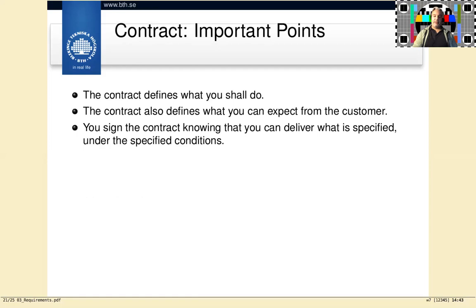Important to note, the contract is an agreement. This is what we promise to do. This is our commitment, as long as we get the following from you as a customer. So if you're supposed to work on some sort of data or have some sort of legacy system to work on and build upon, then of course the customer has to deliver that to you in order for you to do your job. And that should be in the contract as well, that we promise to deliver this functionality, but we also need access to the following systems in order to be able to deliver that.